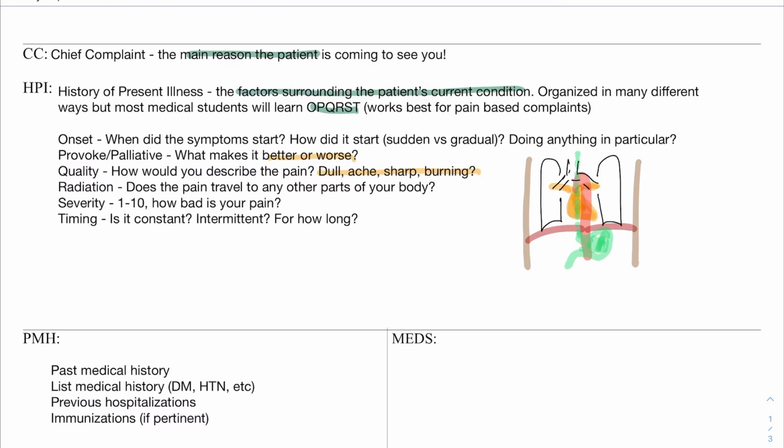Now, next is severity. Severity is a tricky one because a lot of patients will tell you they have 10 out of 10 pain. A lot of them will come in and say, "Yeah, doc, I have 11 out of 10 pain." And it's like, are you sure?